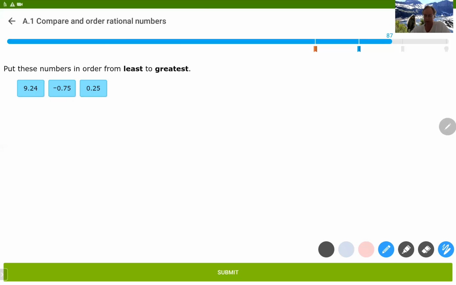All right, least to greatest. Again, we want to put our negative first. So I'm going to turn this off. Let's put our negative first and our big positive last. There we go.